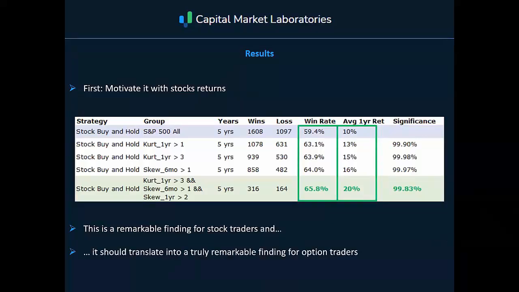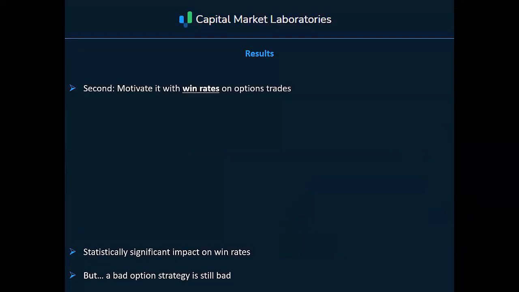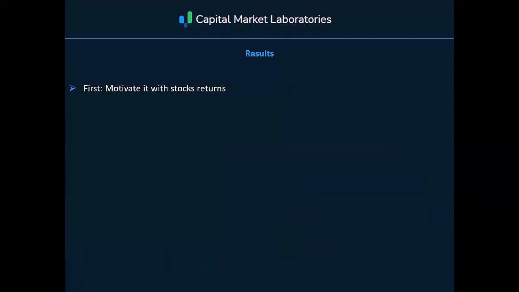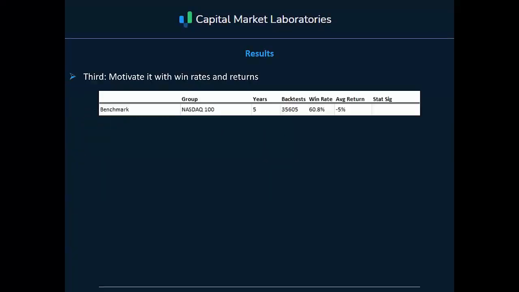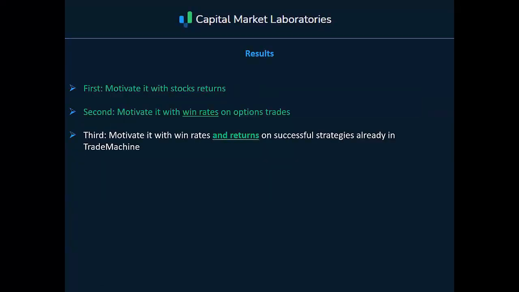So it's a remarkable finding for stock traders, and it should translate into a truly remarkable finding for option traders because options are levered. I said first I would motivate it with stock returns, it being return distribution characteristics. I did that. Then I said I would motivate it with win rates on option trades, it being return distribution characteristics. Then I said I would motivate it with win rates and returns on successful strategies that already exist in TradeMachine. Now, let me prove it to you.